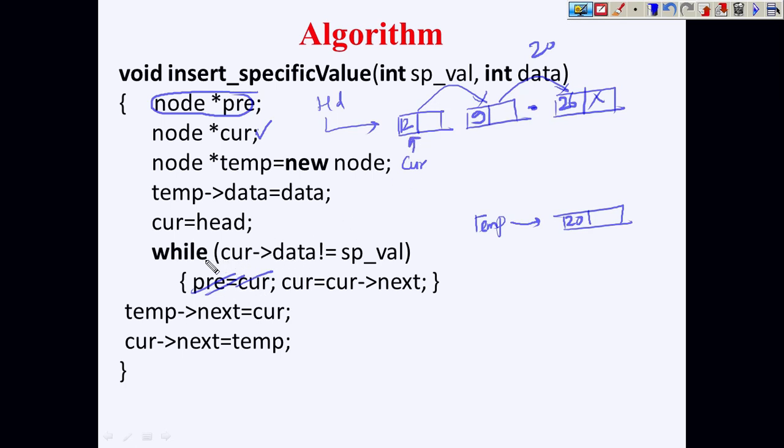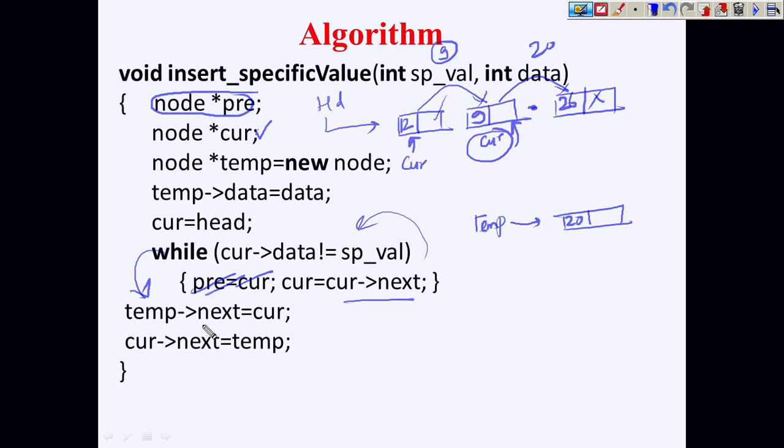Now, until the current data is the special value. So current data is 12, and we are looking for a 9. So until this value is 9, you keep on doing the while loop. What we are doing: current equals current next. So current next is this node. So after the statement, this becomes current. Again, you go back. Current data is not equal to the special value, but now current data is equal to the special value. The condition becomes false. You come out of the loop. Means you are here. Current is pointing to this node.